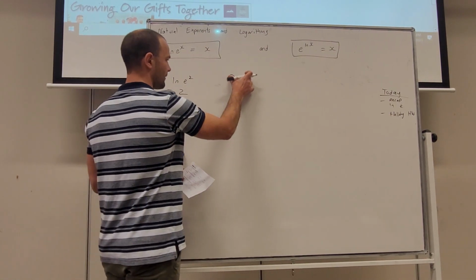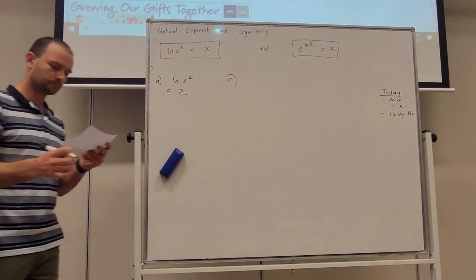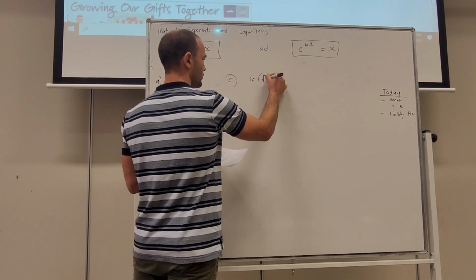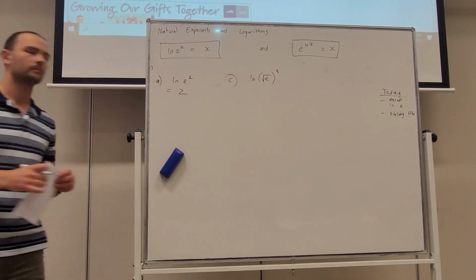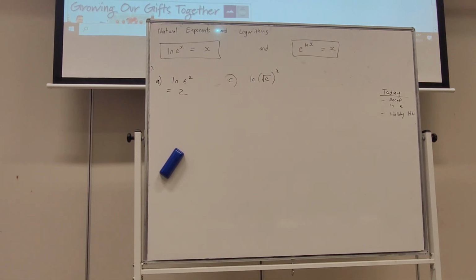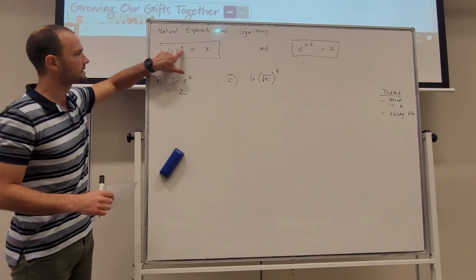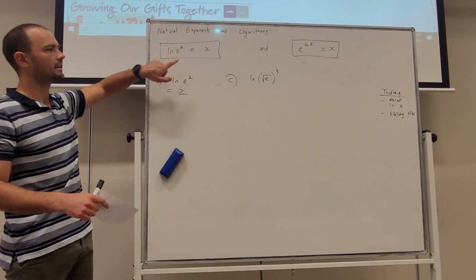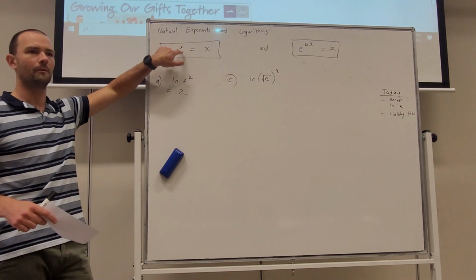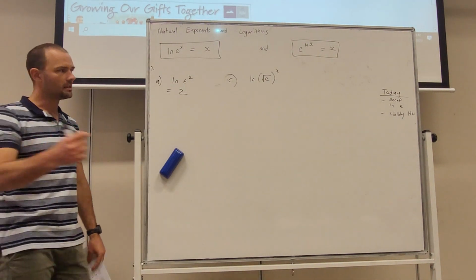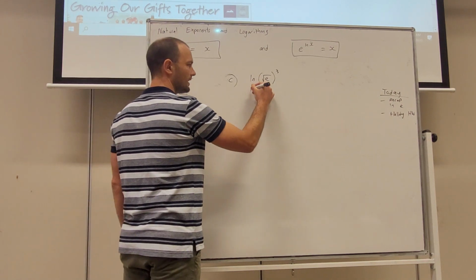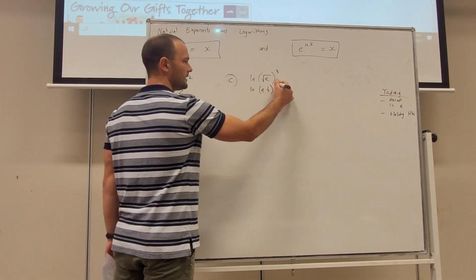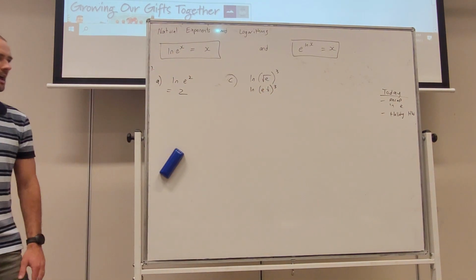I'll do every second letter, so let's move on to c. We've got ln of the square root of e to the power of a third. Before we can simplify it, we must express it as a single power of e. We need to expand and collect and use index laws such that it's a single power of e. The first thing to do is the square root of e, that is e to the half. The power of 3 is going to hang out there.